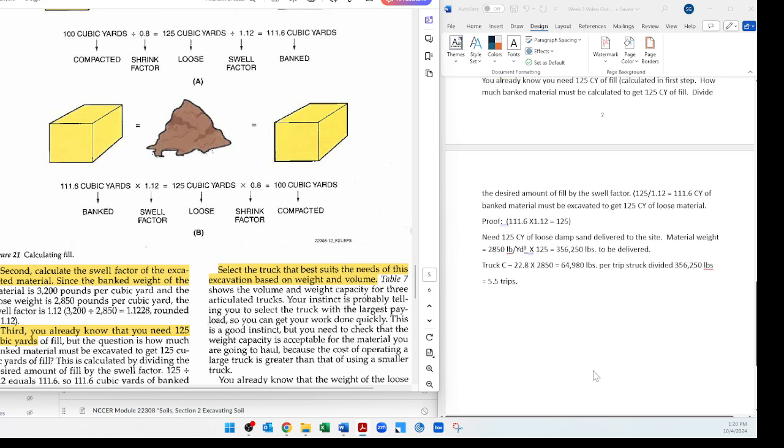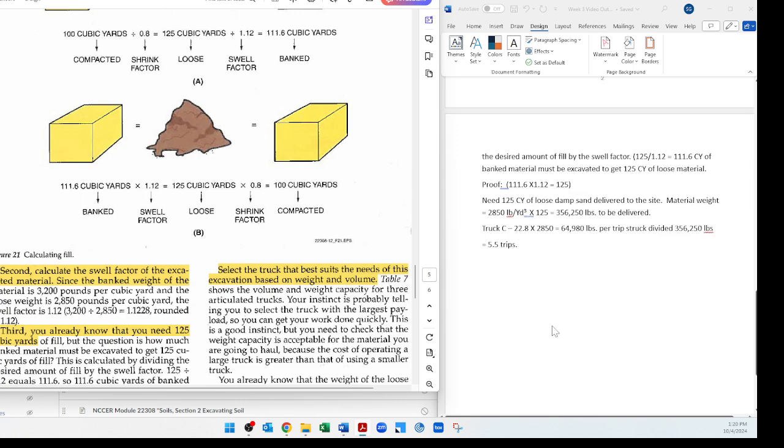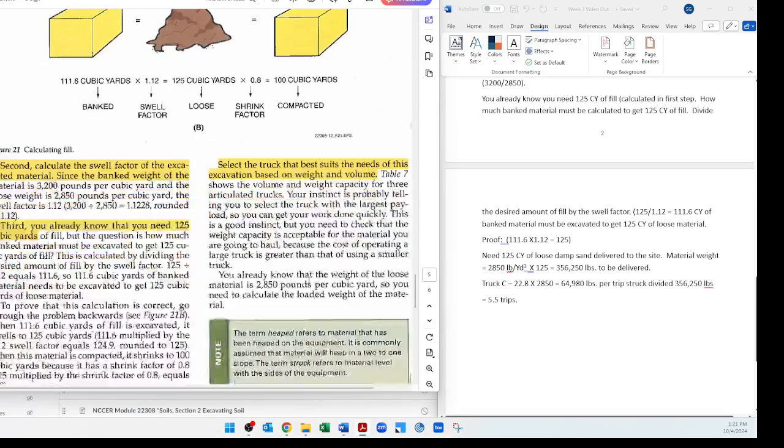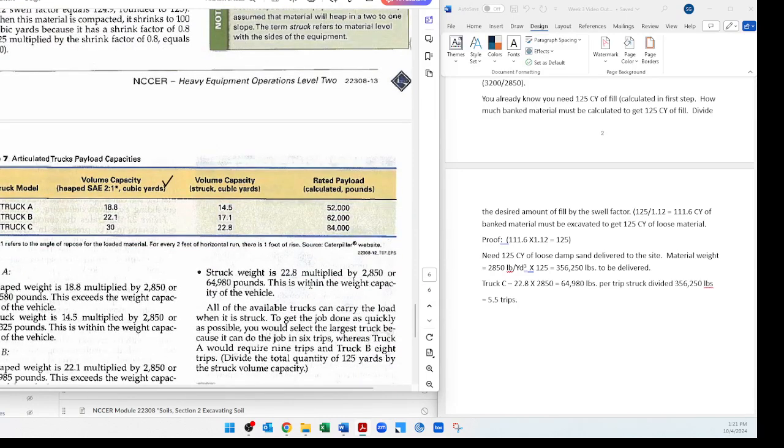So I'm going to let you do it, but I did it a quick way in my mind. I took these truck capacities. Let's go find the truck capacities. There they are. Truck A, 18.8 cubic yards in volume heat. You can put that volume capacity at 18.8. Truck B will hold 22.1 heaped cubic yards. In other words, we filled it up. Truck C will hold 30 cubic yards.